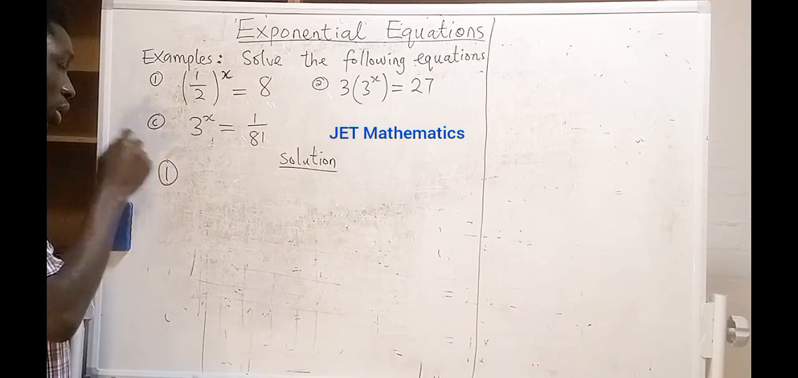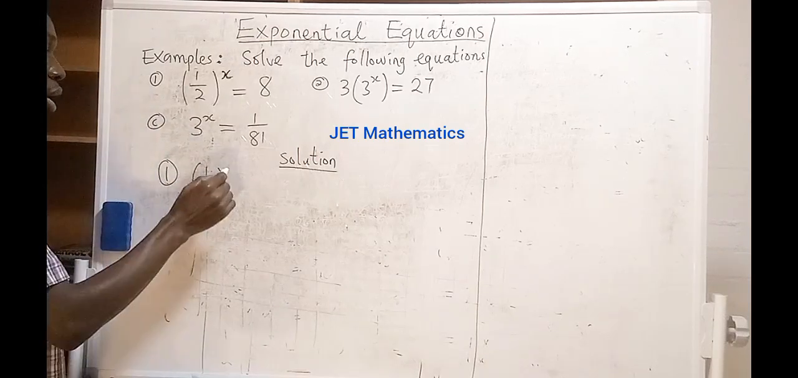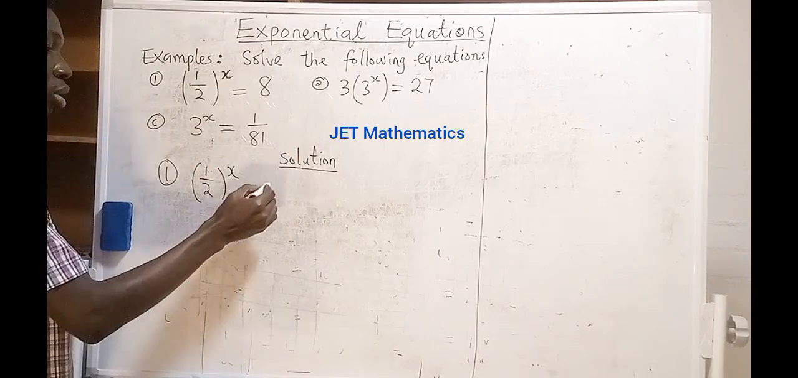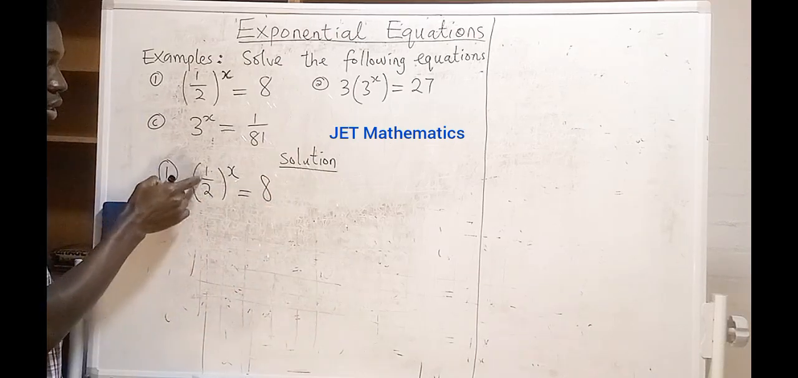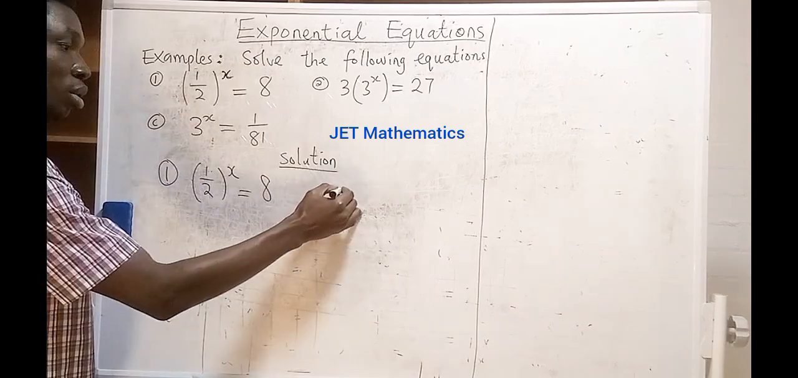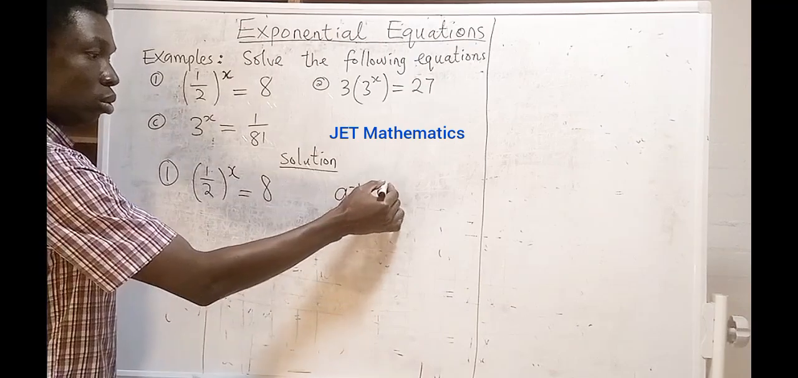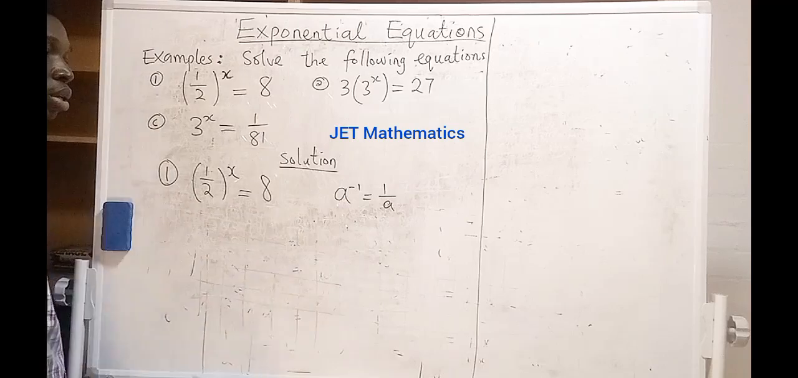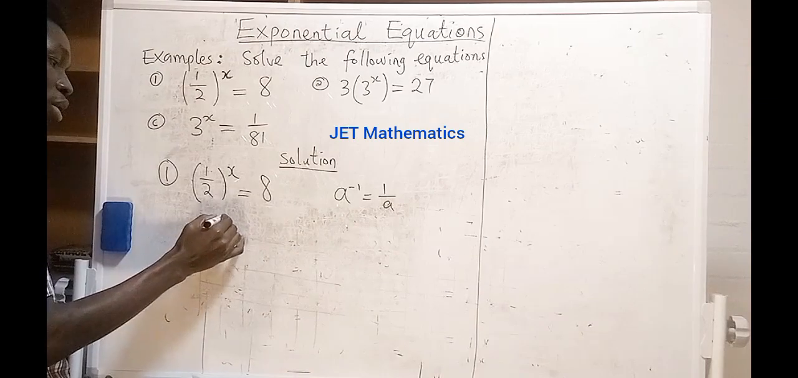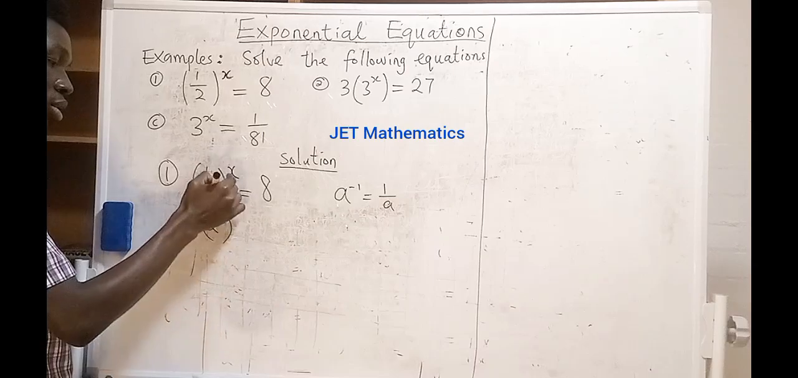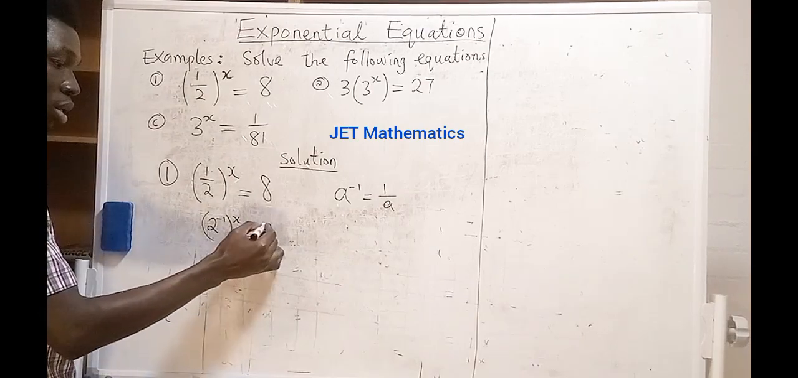This first question says we have (1/2) raised to the power of x is equal to 8. Recall from our laws of indices this law: a raised to the power minus 1 equals 1 over a. So we can write this as (2 raised to the power minus 1) raised to the power of x equals 8.